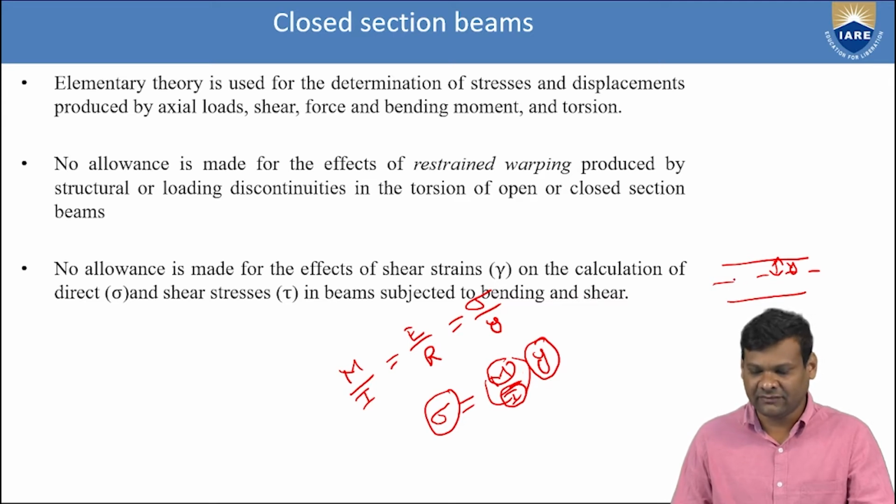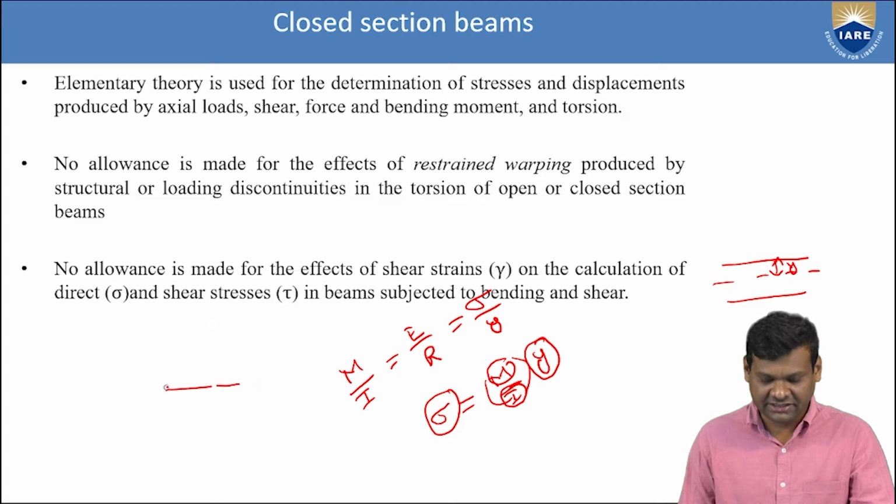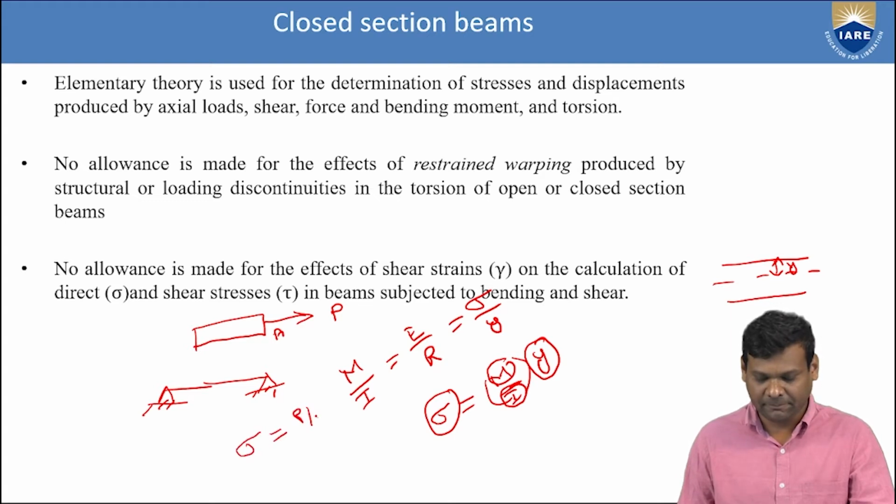Similarly, this is valid for bending in such a case. This is the bending moment formula. And similarly, if there is a structure like this, and if we apply an axial load of magnitude P and area A, the direct stress sigma can be directly written as P by A.